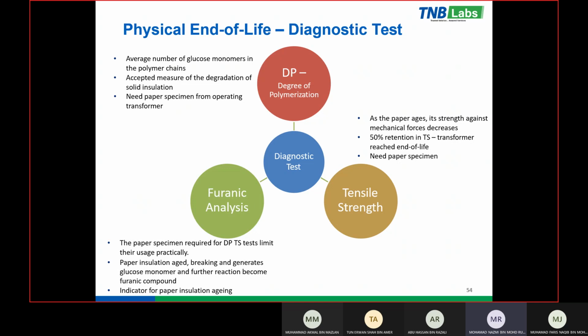For tensile strength, there is TS. As the paper ages, its strength against mechanical force decreases, and at 50% retention in tensile strength, the transformer reaches end of life. All of these three need a paper specimen.